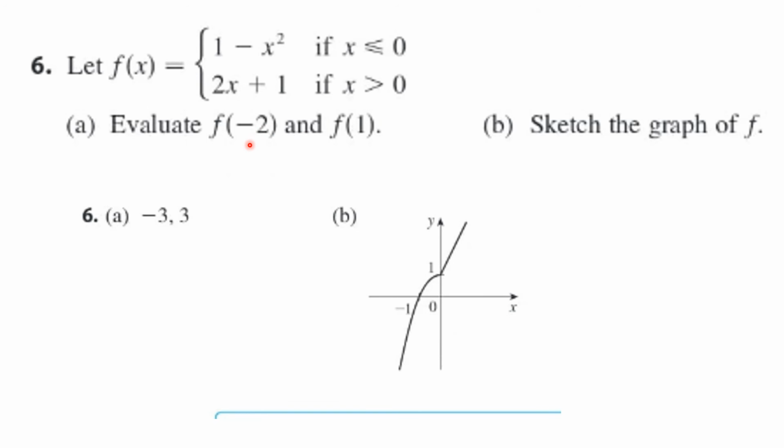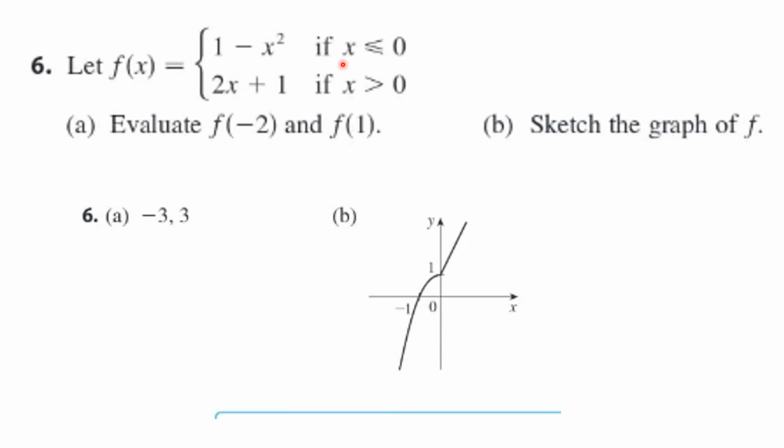Well, for minus 2, we use the top definition, and when we put minus 2 in, minus 2 squared is 4. This is 1 minus 4, which is minus 3. 1 is bigger than 0, so we put 1 in here and we get 3. So that is how you evaluate that.